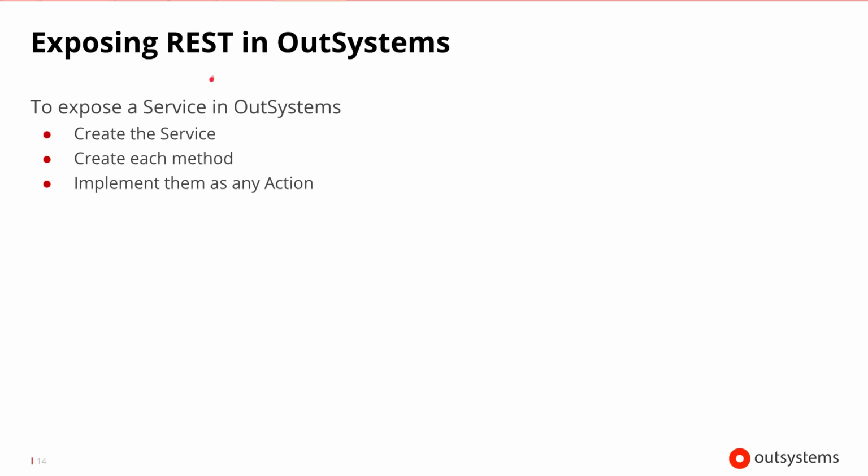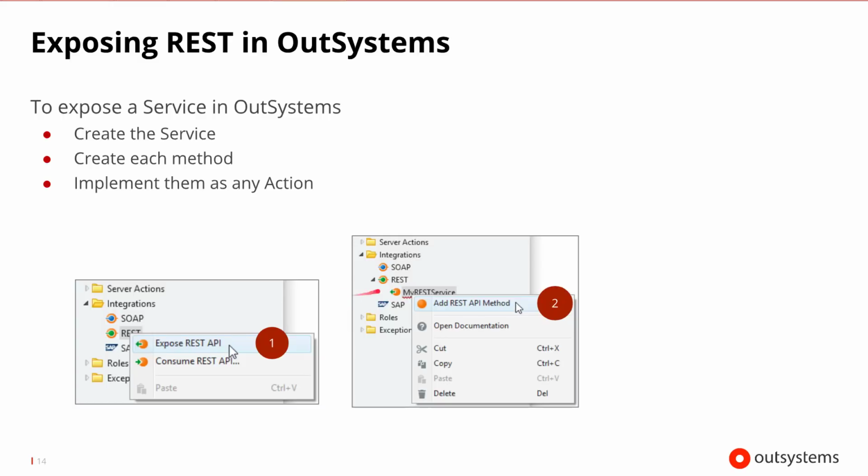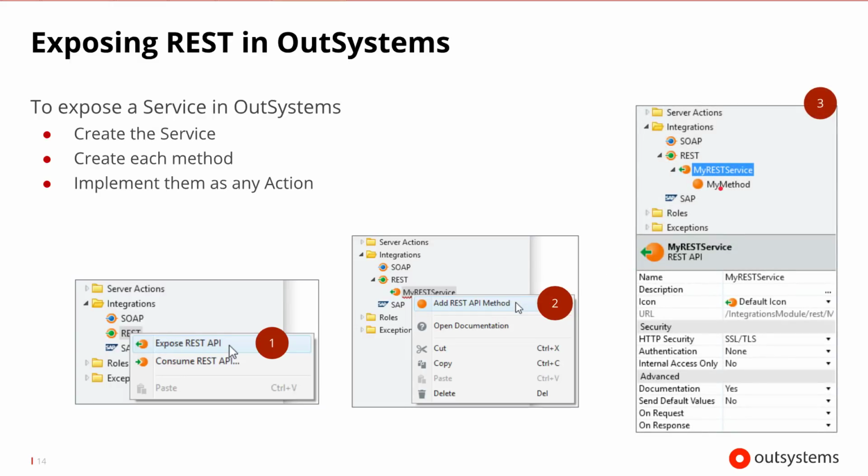Now, when we're going to expose something inside of OutSystems as a RESTful service, we need to create the service and the method, and then implement everything as an action. So if this sounds very similar to how we did it with web services, it is the exact same process. So what we would do is come in Integrations, right-click and say we wish to expose a REST API. Once we've named our RESTful service or RESTful API, we can then add a method to it. And then once we add that method, we would just implement that method as a normal action.